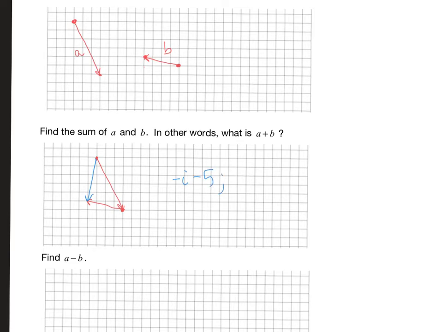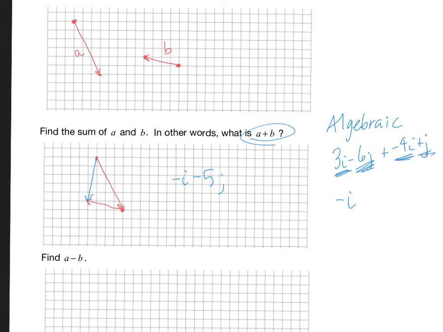All right, now over here in the margin, I'm going to do this algebraically. All right, so if I just wanted to add A and B, A is 3i minus 6j. And B is negative 4i plus j. And you've done plenty of algebra, definitely enough to know that if you combine these like terms, you get negative i. And if you combine these like terms, you get negative 5j. Are we surprised that those are the same? No, we're not. It's math. It's logical.